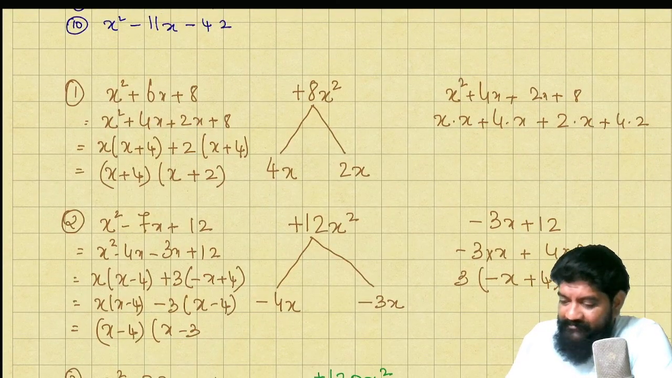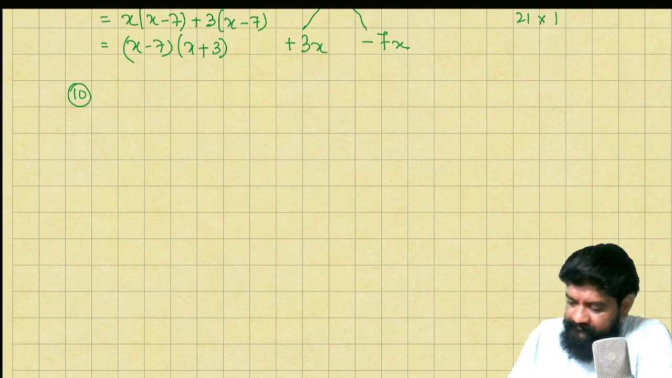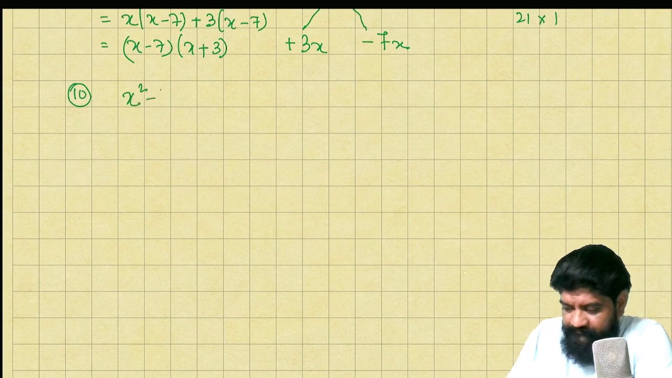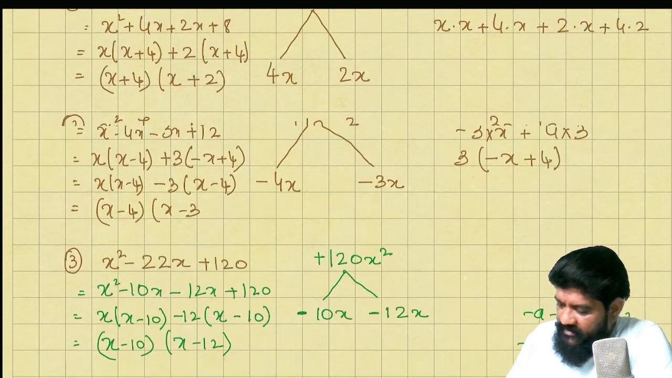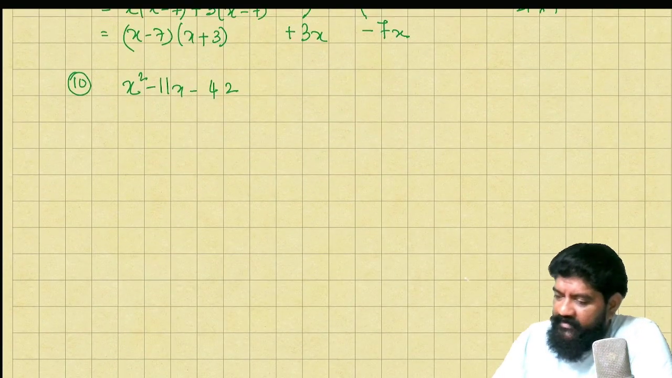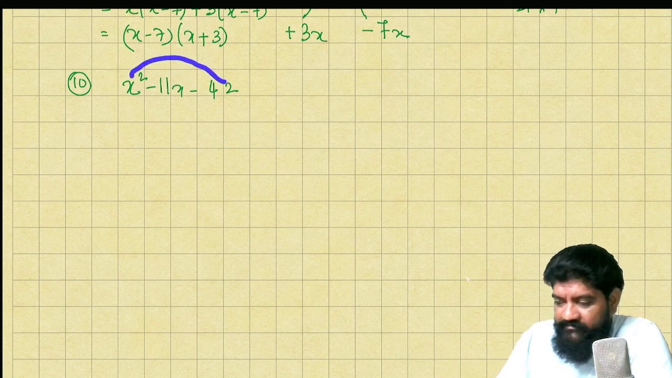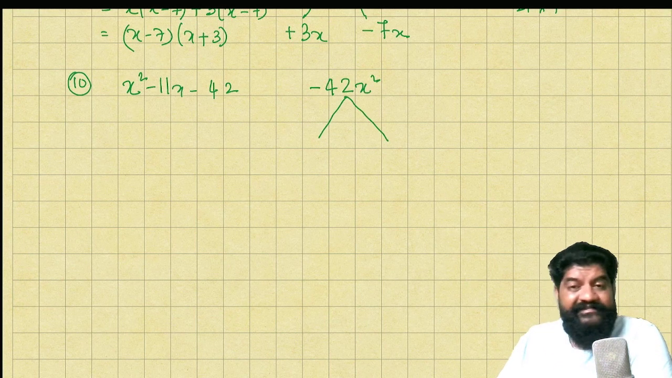X squared minus 11x minus 42. Yes, it was a minus 42. Okay. Let's now multiply the first and the last term. What will I get? I get a minus 42 x squared. Now you find the factors.